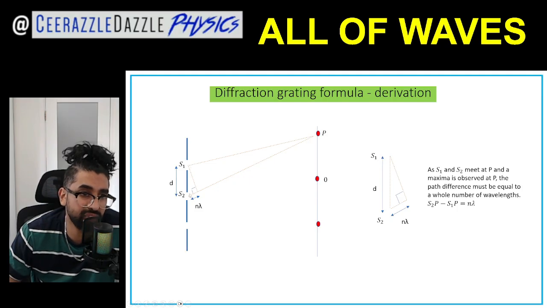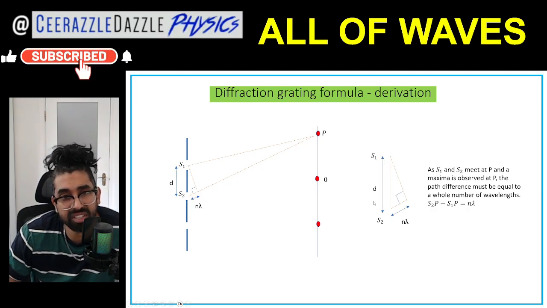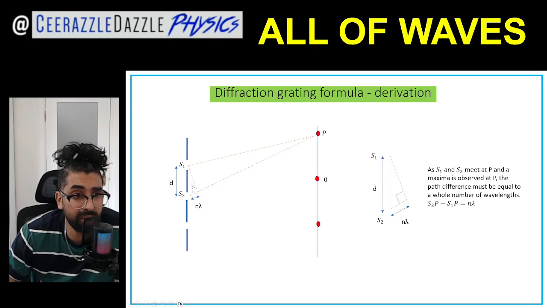Well, obviously the extra distance, if I drop this triangle down, we can make a triangle over here, this is this triangle blown up. We can see that S1 to S2, that distance is d, and then the extra distance, because it must have travelled a whole wavelength more, since the path difference at the center is 0 because they've travelled an equal distance. So this one must be one complete wavelength, n lambda over here. So therefore we can say that S2P, this distance, minus S1P is equal to n lambda, a whole number of wavelengths.